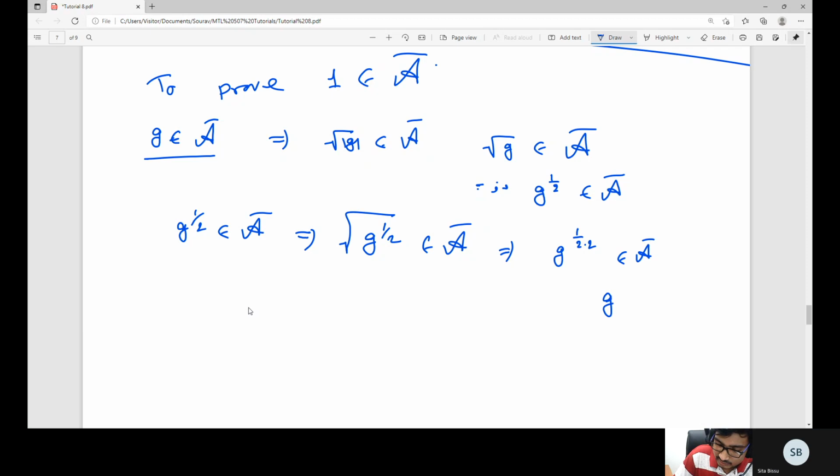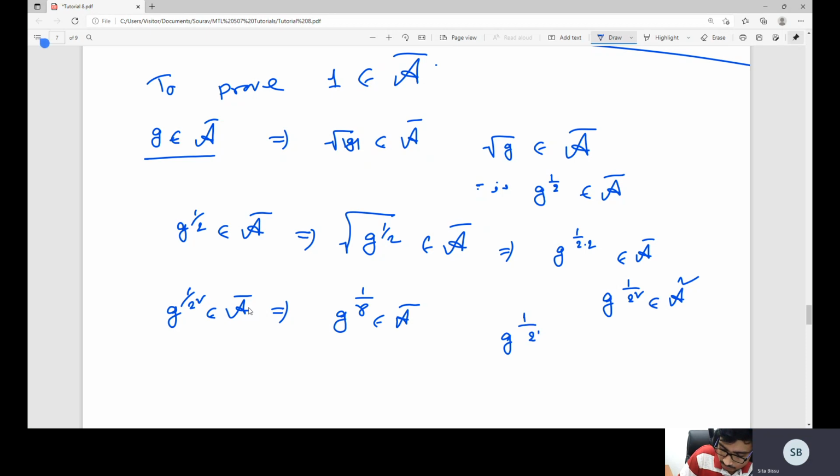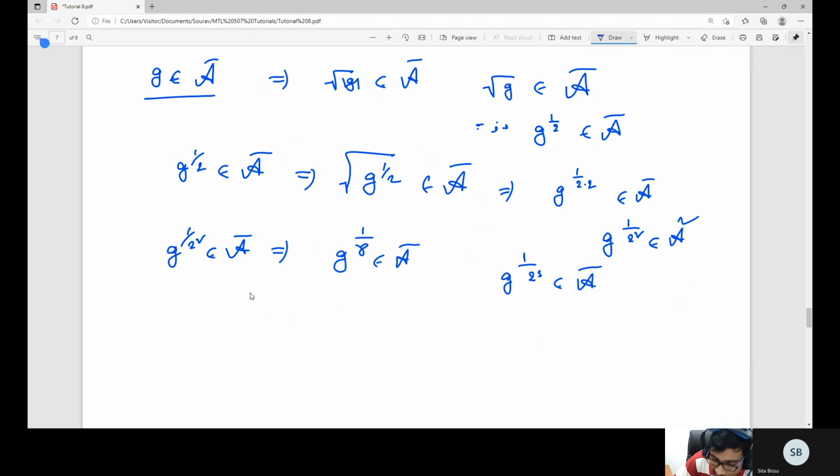That means g to the power 1 by 2 squared belongs to the closure, and g to the power 1 by 2 squared belongs to the closure implies g to the power 1 by 8 belongs to the closure. That means g to the power 1 by 2 cubed belongs to the closure. So in a similar way, you can prove that g to the power 1 by 2 to the power n belongs to the closure. Now this is a sequence.